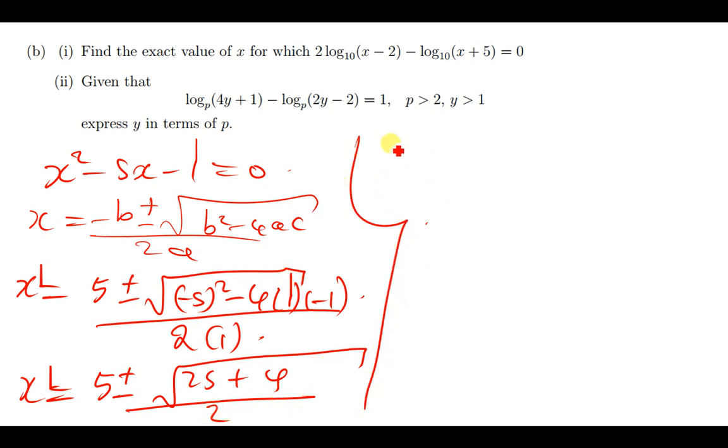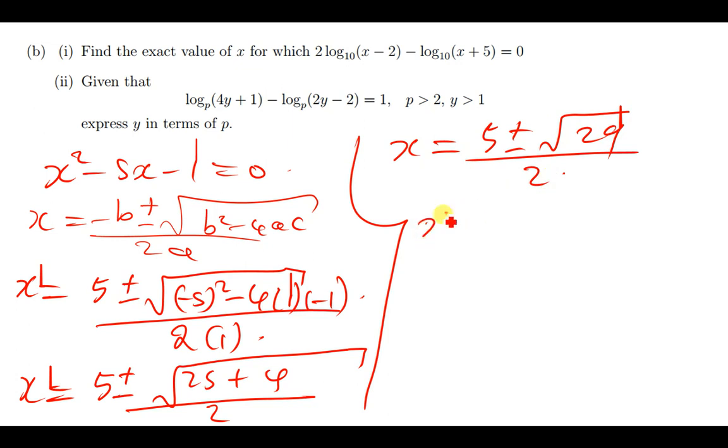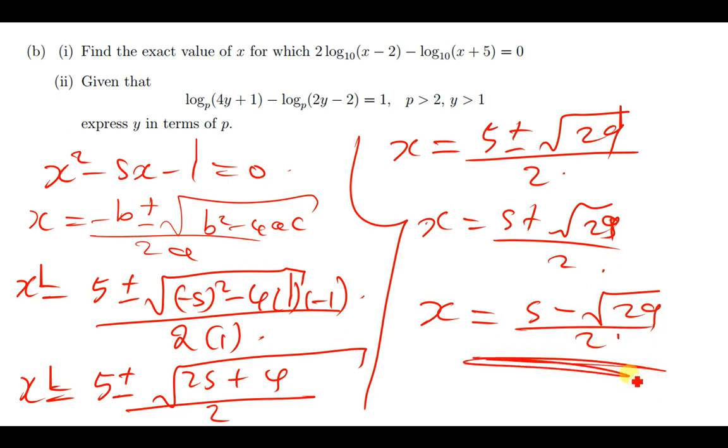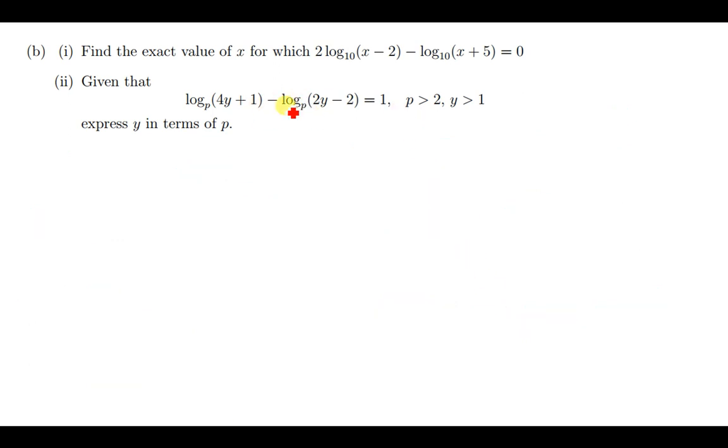So the values of x are equal to 5 plus or minus the square root of 29, everything divided by 2. The first value of x is 5 plus root 29, everything divided by 2. The second value of x is 5 minus root 29, everything divided by 2. Alright, so this is how you solve such an equation. Let's quickly move on to the second part of this question.